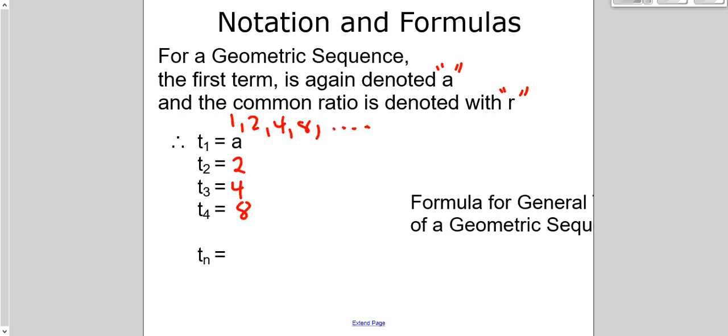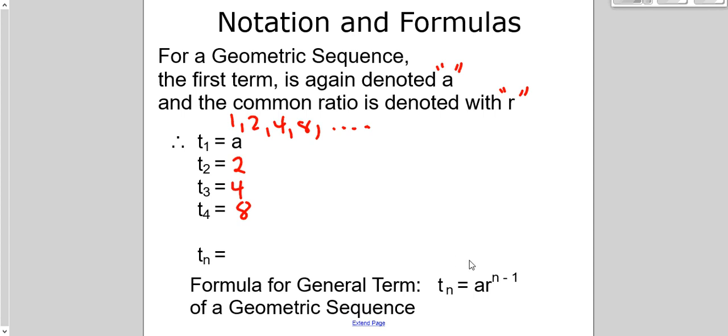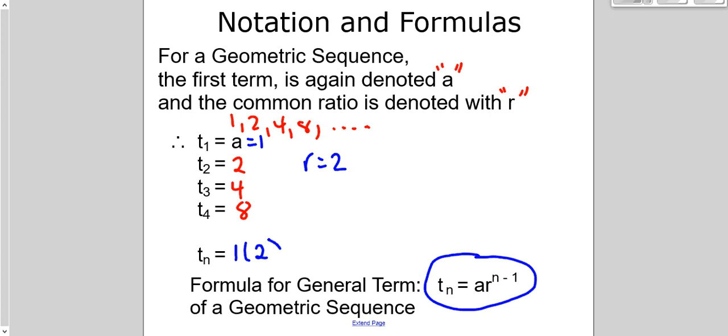To come up with a general formula, this is going to be our new formula that we're going to use. So Tn equals A R to the n minus 1. Again, you may want to write that down somewhere. In this case, A is 1. R is 2, because we're multiplying each of these by 2. I like to put the 2 in brackets just so it doesn't look like the number 12. And then to the n minus 1. And we can just leave it like that.